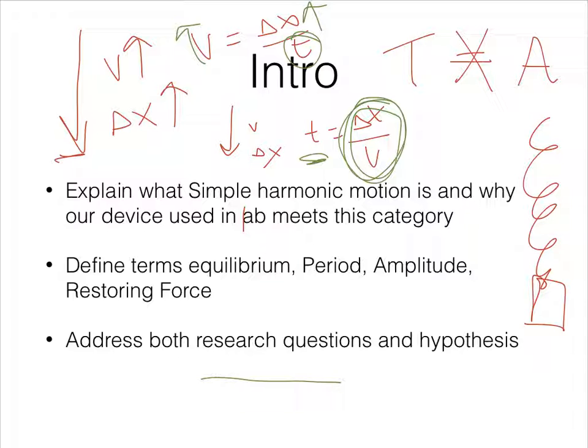Now, the second research question was the mass research question. That was what we took more data on. So that is going to have a little bit more to it as far as what you have to explain about the experiment. But again, you'd address our research question was, how does period get influenced by mass? Then you can address your hypothesis and say, I thought it was going to be a direct relationship, but it turned out to be a square root relationship.